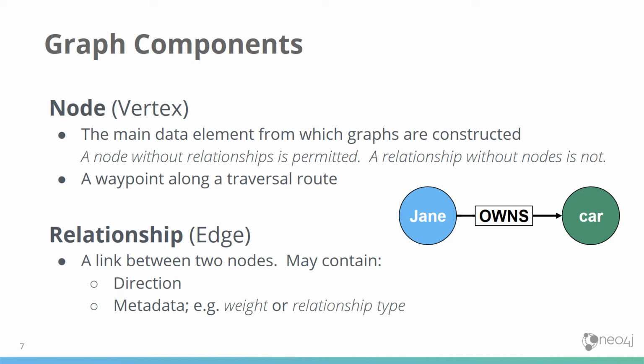Relationship directions are required in this particular graph database tool. In addition, relationships can contain any amount of additional metadata, such as a weight or a relationship type. For example, the relationship between Jane and her car is of the type owns. Like direction, type is a required element of the relationships, although other metadata can be optional.